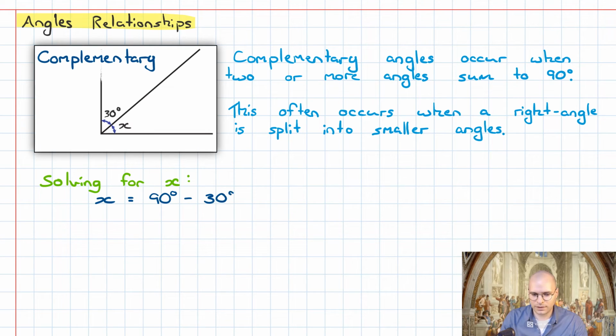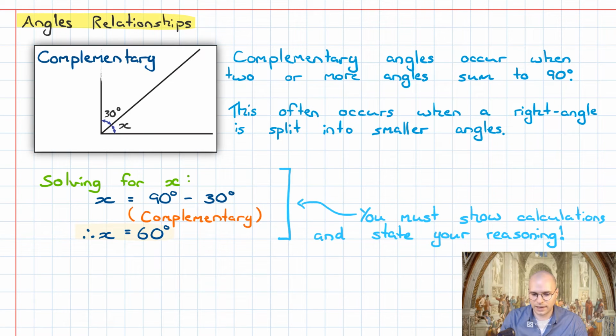As a result, solving for x, we can say x is equal to 90 degrees, take away 30 degrees, because the 30 and the x will form 90. So if we take away the 30 from the 90, then it reveals to us the value that x must be. To show this, we state that this is a complementary relationship, and then we can solve for x. In this case, we know that x is going to be 60 degrees. Now, when we're solving for geometric proofs, we must always show the calculations and state the reasoning. If we simply write x is equal to 60 degrees, then we haven't used geometric reasoning.